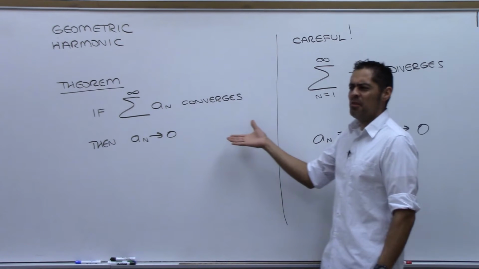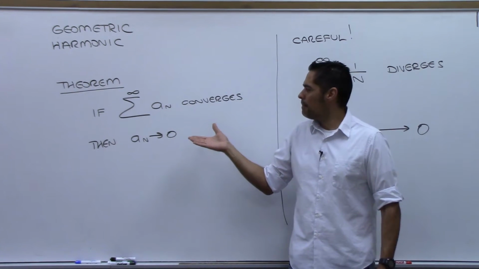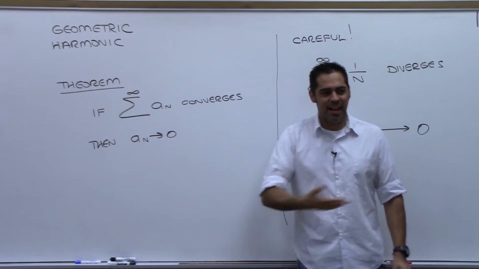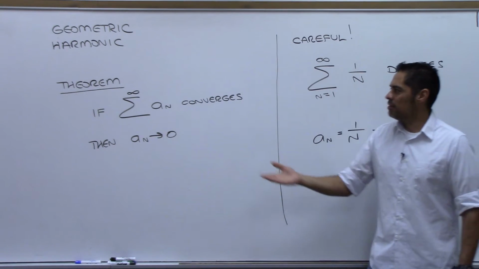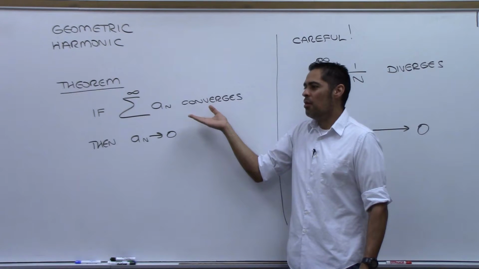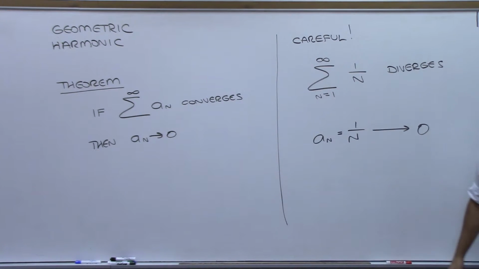So let's talk about this. Why would I give you this theorem then? Because in order to use the theorem, what do you have to know? If it converges, and that's pretty much what I'm going to ask you to start. Does it converge? Well, you don't know, right? You don't know necessarily. And so that theorem is not very useful to us.